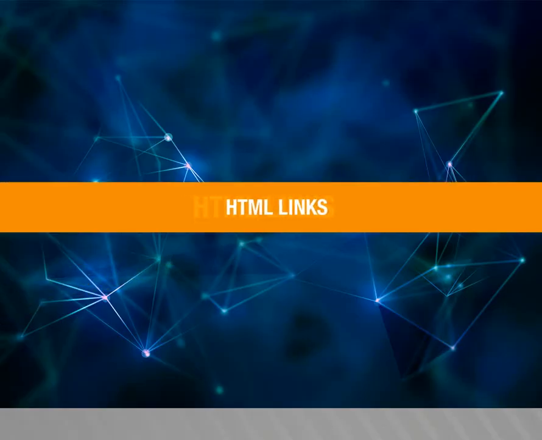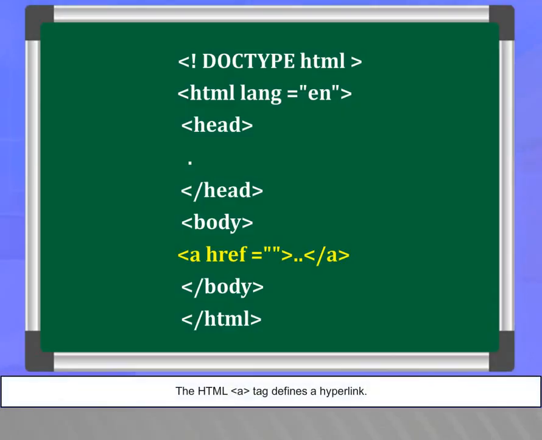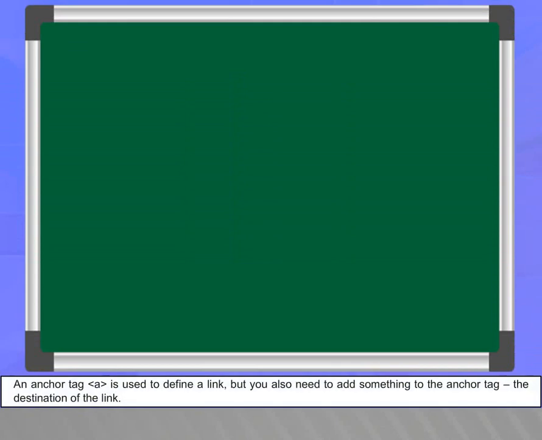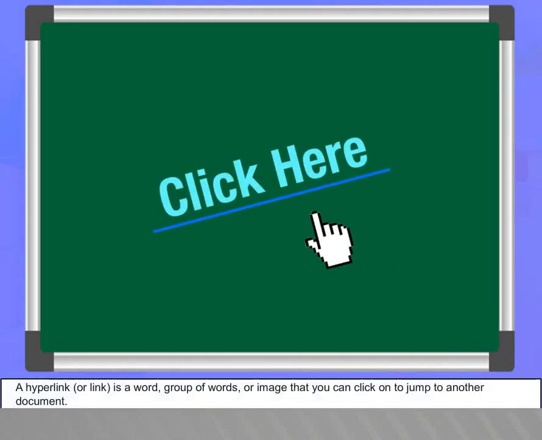HTML links. In this video, we are going to see about HTML links. The HTML A tag defines a hyperlink. An anchor tag A is used to define a link, but you also need to add something to the anchor tag, the destination of the link. A hyperlink or link is a word, group of words, or image that you can click on to jump to another document.